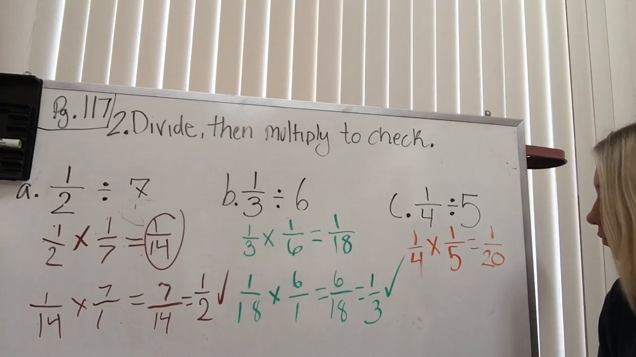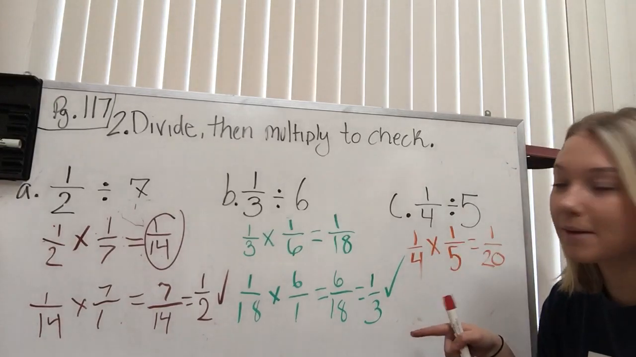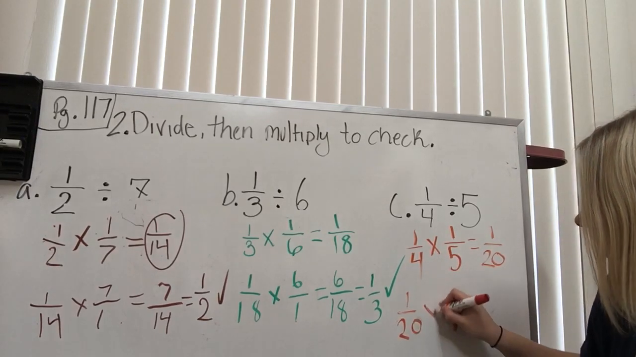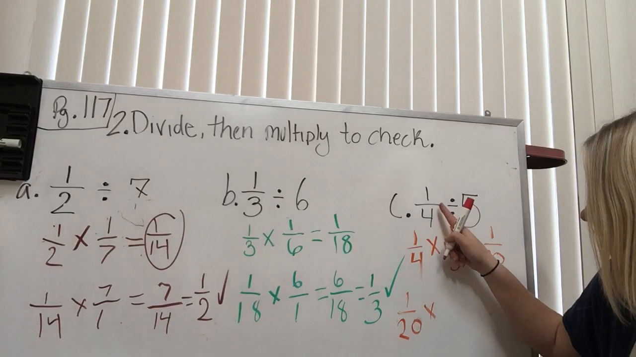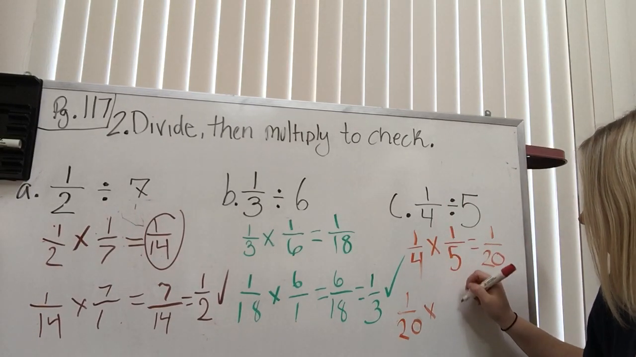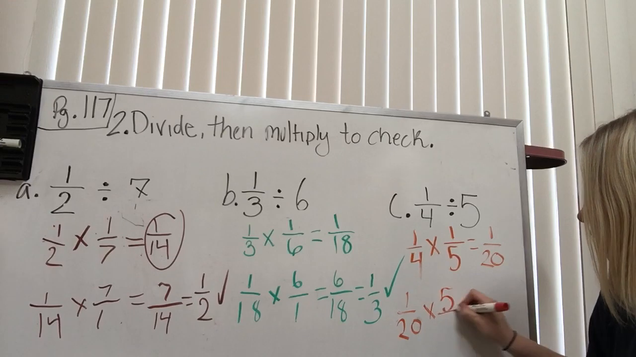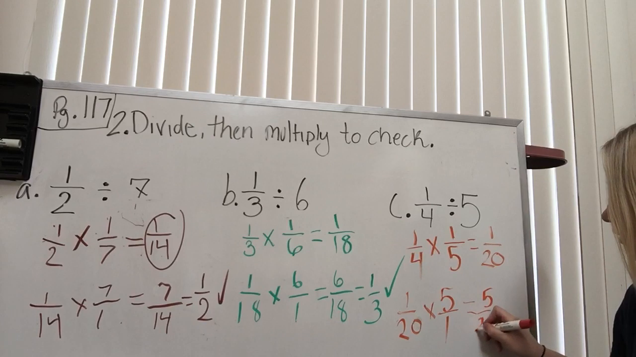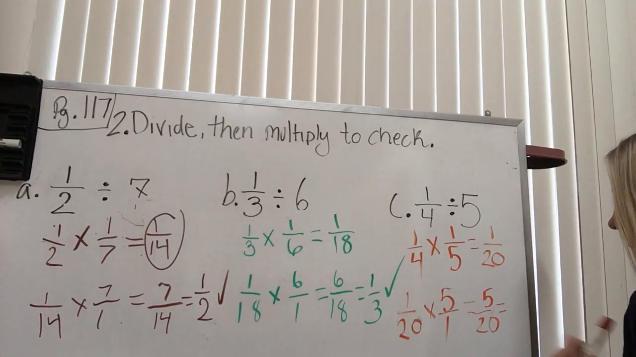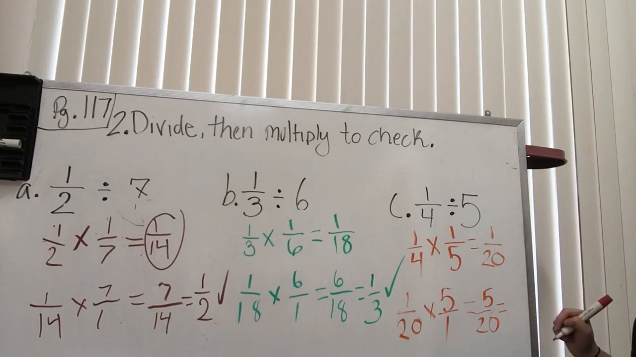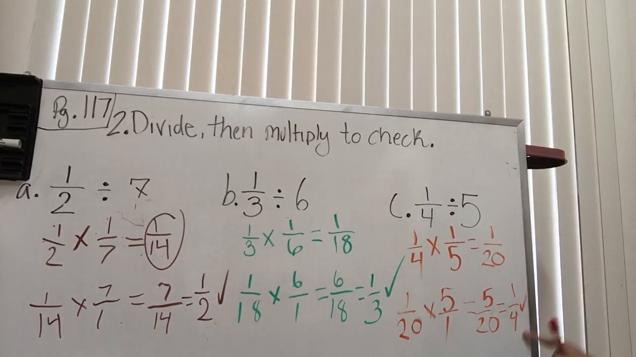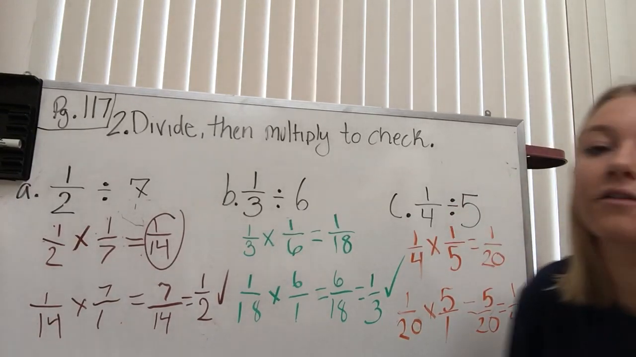And now we're going to do our super check. And I'm not going to mess it up this time, I pinky promise. So I have 1/20 times 5 over 1, our second factor. And that's going to equal 5/20, which I know simplifies into 1/4. And that was our first factor, so I can double check and know that we did it right. Okay?